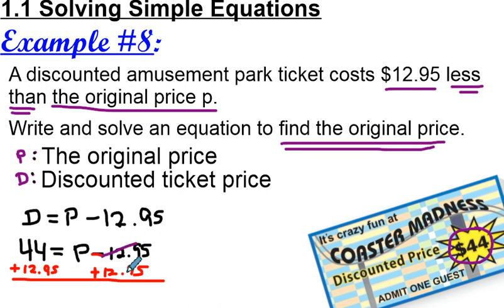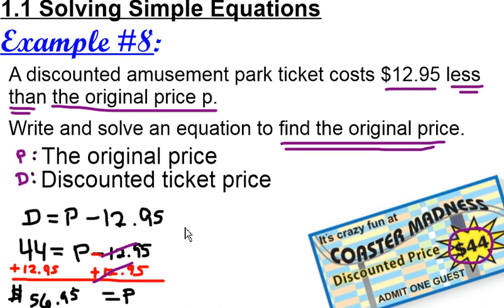All right, the 12.95 will be eliminated from the right-hand side of the equation. P will be by itself, so that means it is solved for P. And then we would add these two values, those two like terms on the left-hand side, to get our answer. So 44 plus 12.95 is $56.95. And that is P. And again, what does the variable P represent in this problem? Well, just look back to when you defined it. P is the original ticket price.